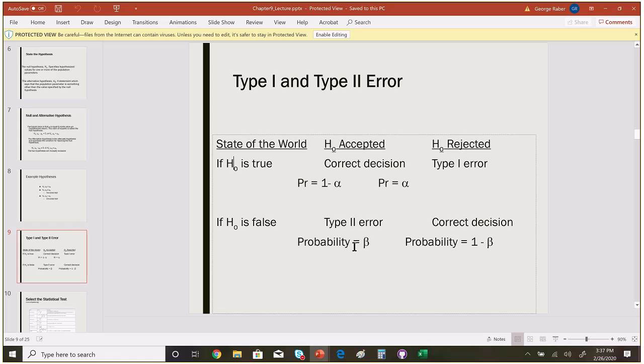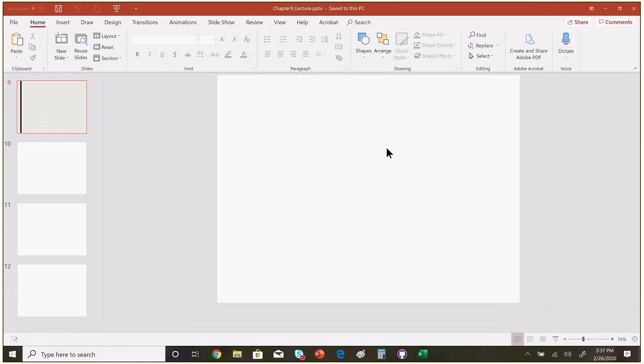This actually should be over there. I messed up. Let's see if we can. Yeah, I don't know why that. Maybe it's because I didn't do that.